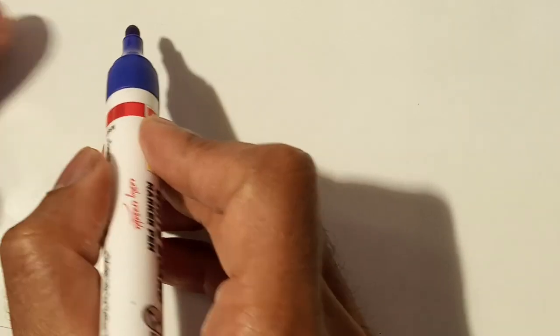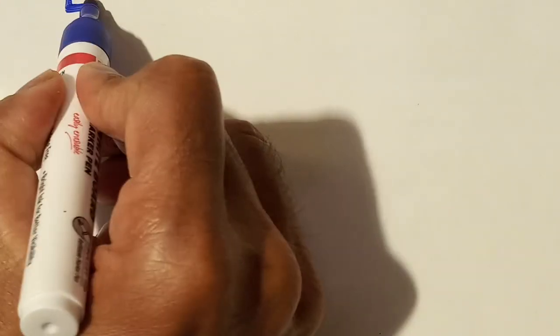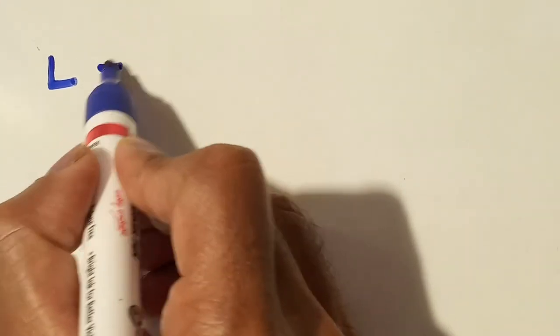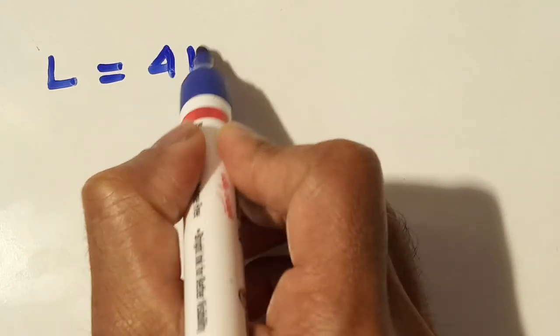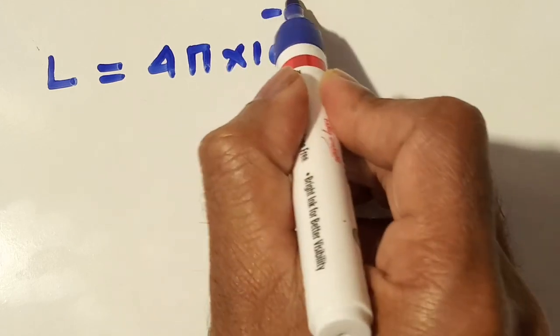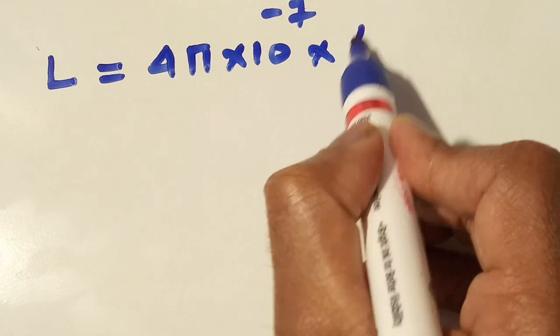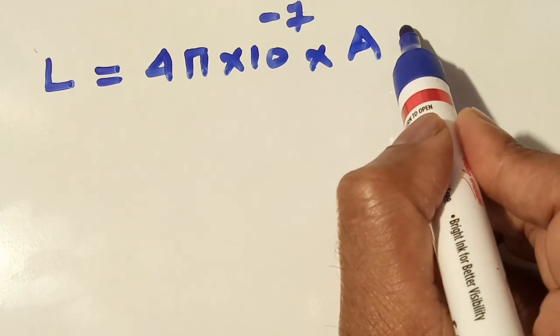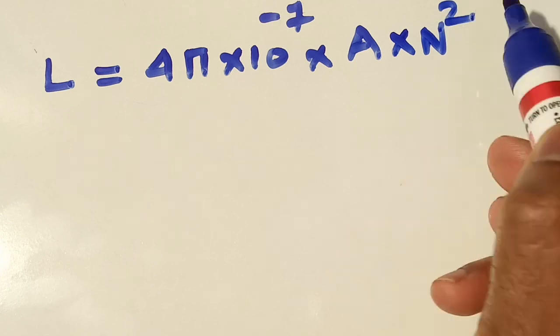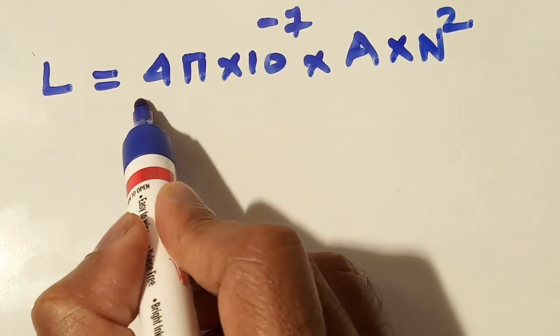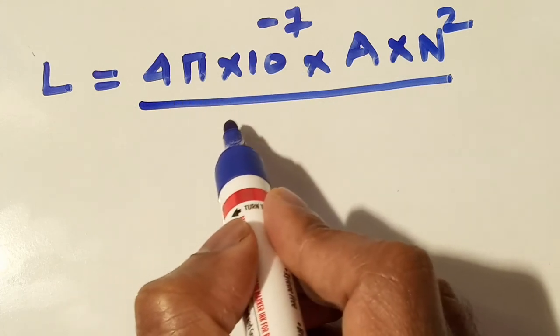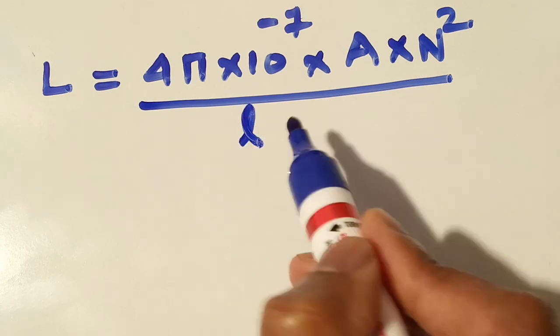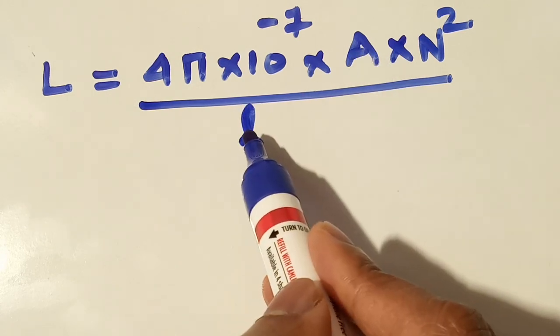Inductance for an air core inductor is given as L equal to 4 pi, that is mu naught, 10 to the power minus 7, multiplied by A. A is the cross-sectional area of the inductor, multiplied by N squared, where N is the number of turns, divided by l. l is the length. Area and length have to be in meters.